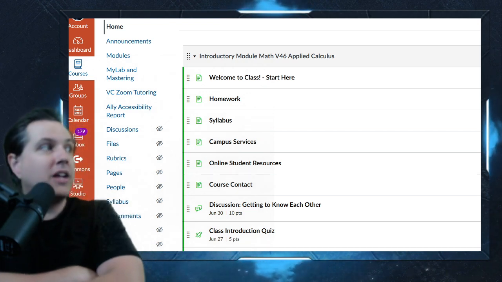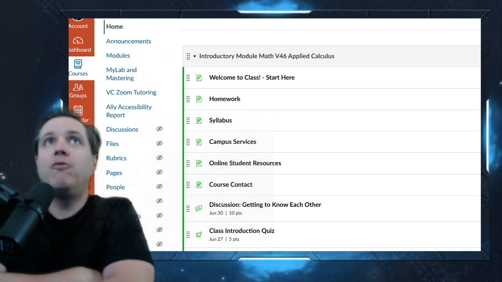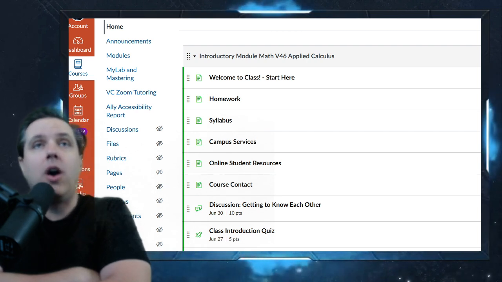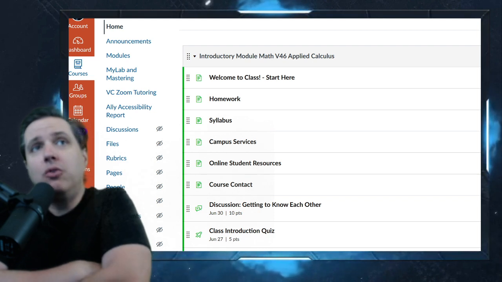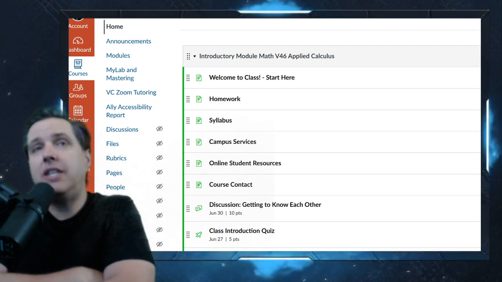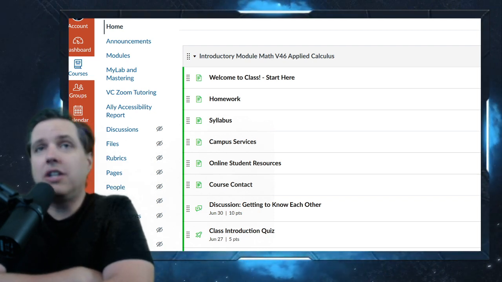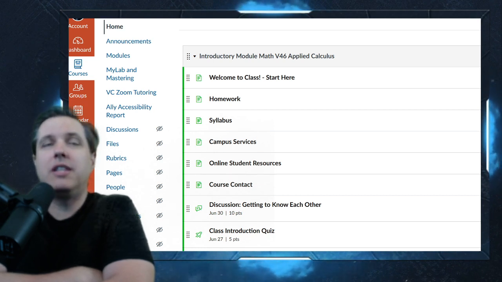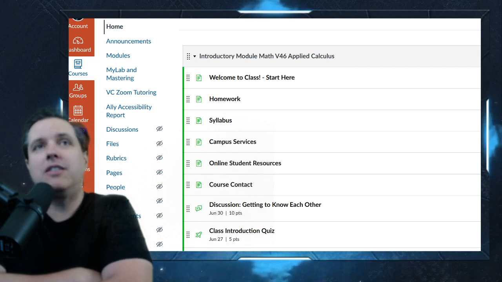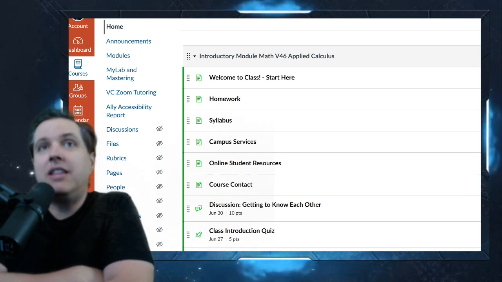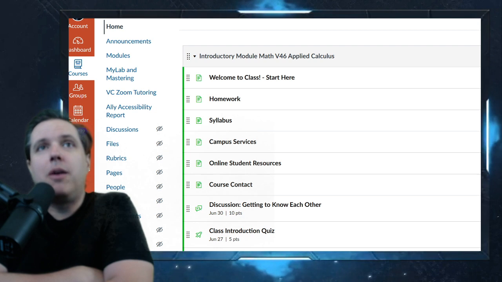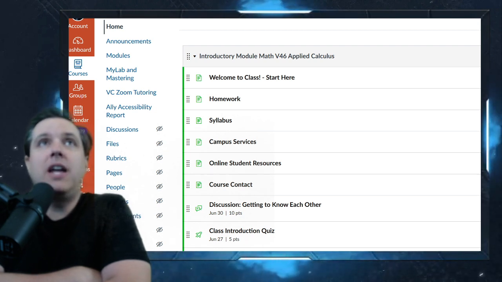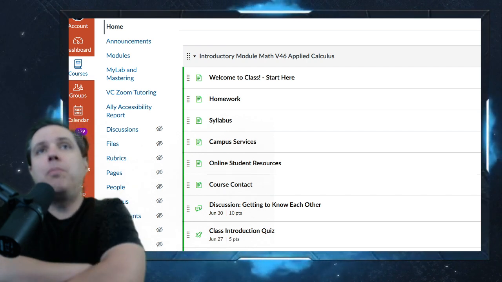So right now we find ourselves in the Canvas shell for this class, Applied Calculus for Summer 2021. The way you get to Canvas is you go into your VC portal and there's a link in there somewhere. I don't know where it is because the student version is different than the teacher version, and I haven't taken a class at VC in a long time, but it's in there. It should be fairly prominent and pretty quick to find because it's kind of a major thing, right? So you find Canvas, you click it, and it's going to open up.